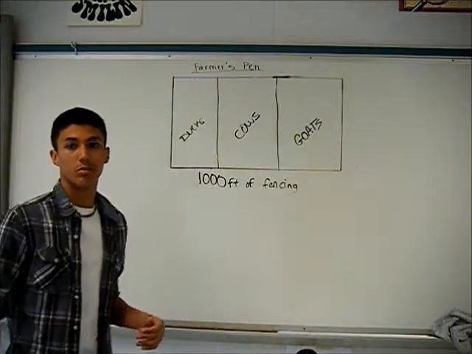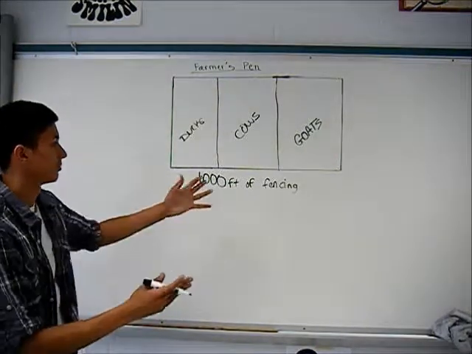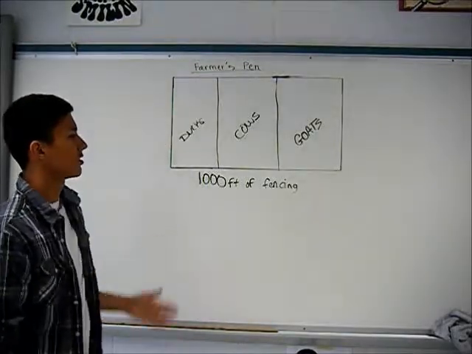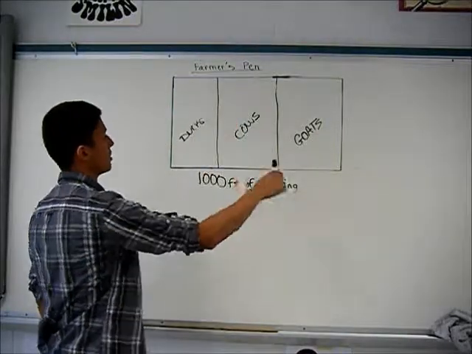This is an optimization problem, and Anthony, you're going to take us through it here? Okay, so here I have a farmer's pen. You're looking at it from a bird's eye view, so you can see the bottom.